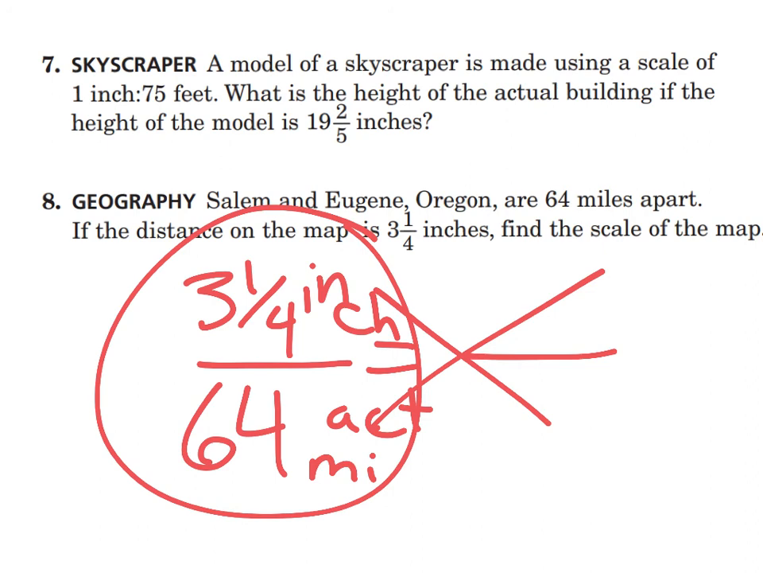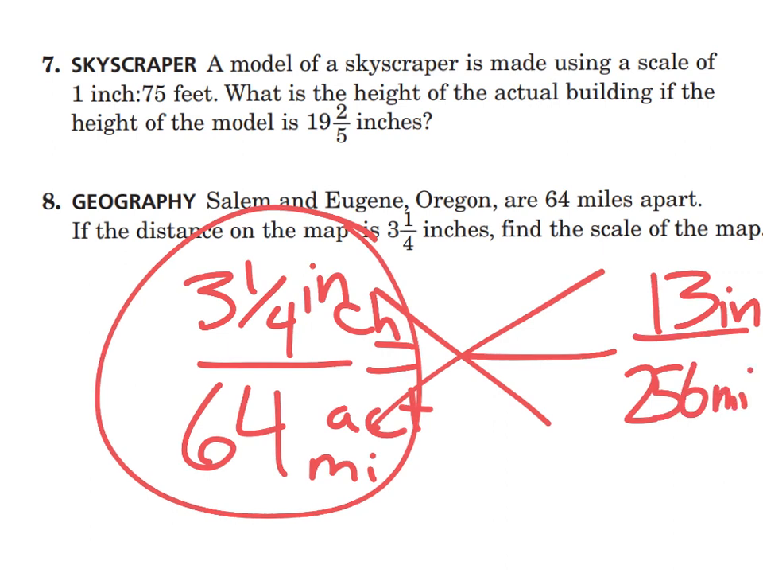Now, a lot of people would say, I don't like to have a fraction in it. So one thing you could do is you could take the top times 4 and the bottom times 4 to make that into a scale that does not have fractions in it. So if you took that top times 4, it would end up being 13 inches. And if you took that bottom times 4, it would be 256 miles. So 13 inches on the map would be 256 miles of actual distance in Oregon.